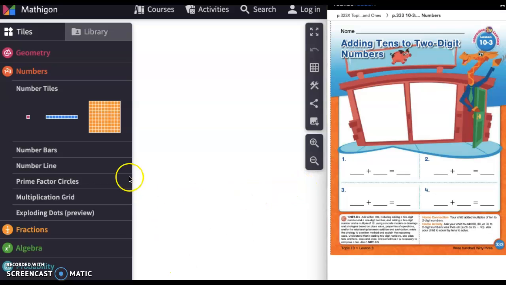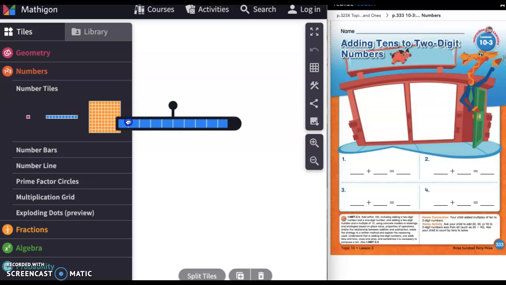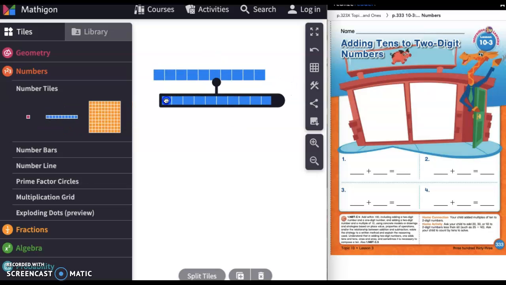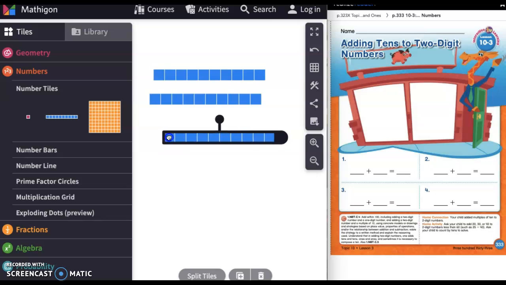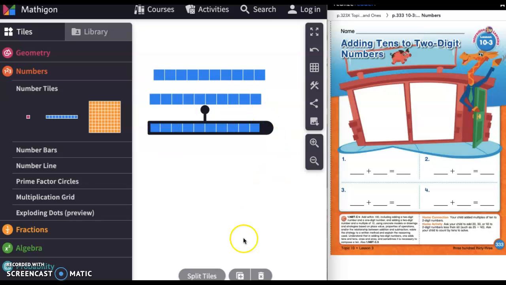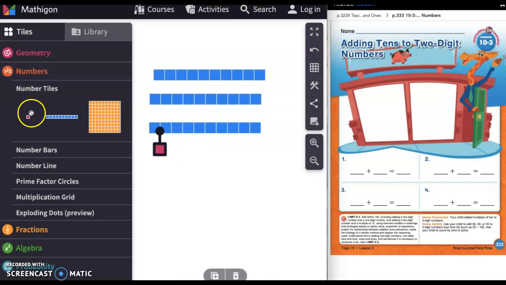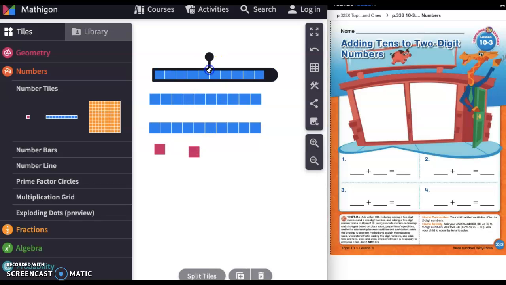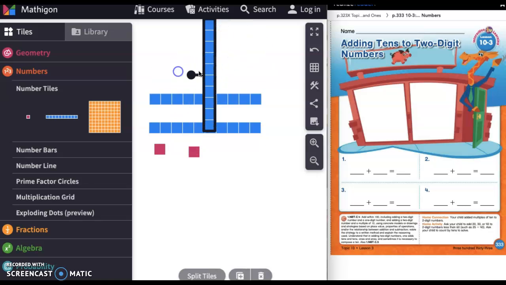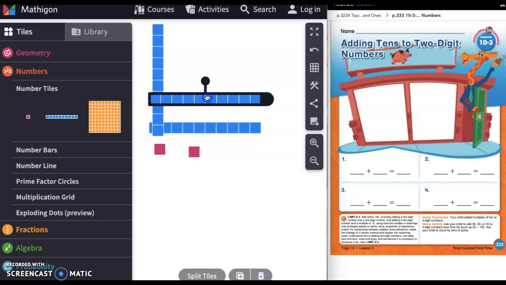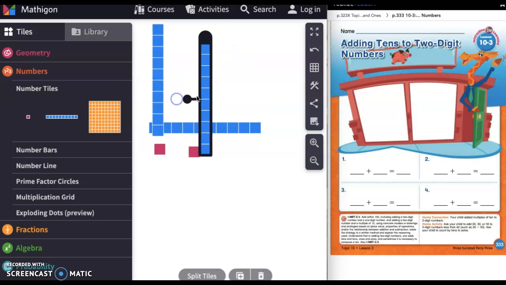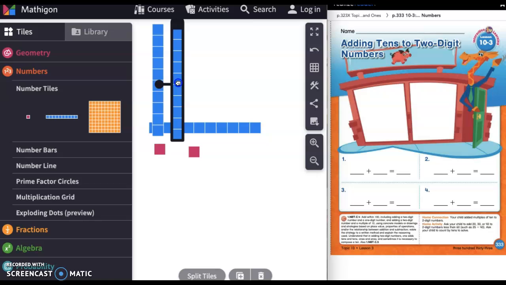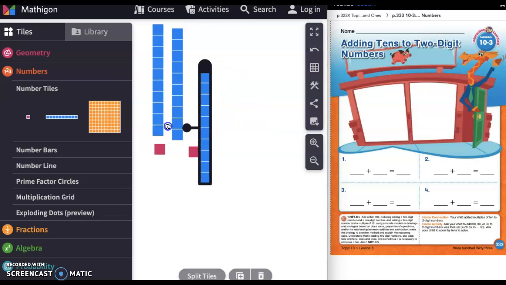I am going to start with, write this down here, 1, 2, 3. So I'm going to start with 3 groups of 10 and 2 ones. Okay, I want you to think about that. 3 groups of 10 and 2 ones. What number does that represent? Right, it represents 32.